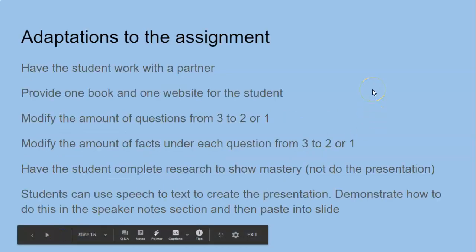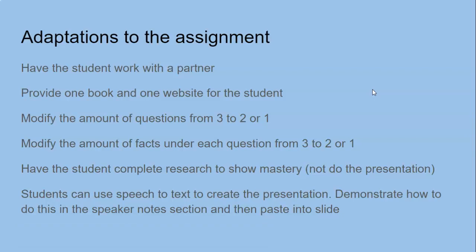Okay, so adaptations to this assignment. A student could work with another partner. Generally, this is an individual assignment, but they can choose to work with another partner, especially if that partner is strong in maybe the areas of typing. That way, one student can look up the information, the other can type it in.